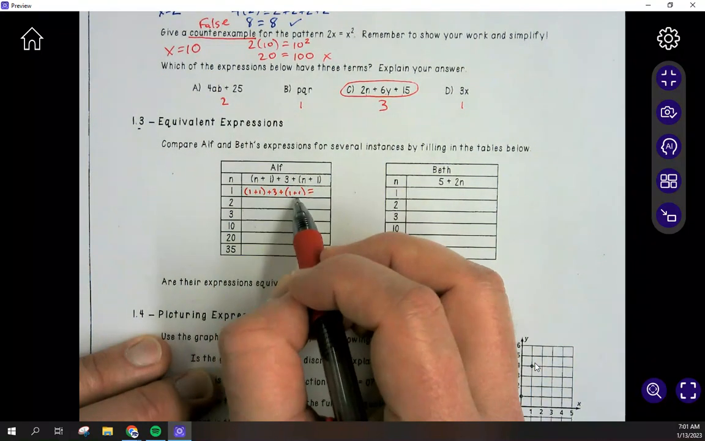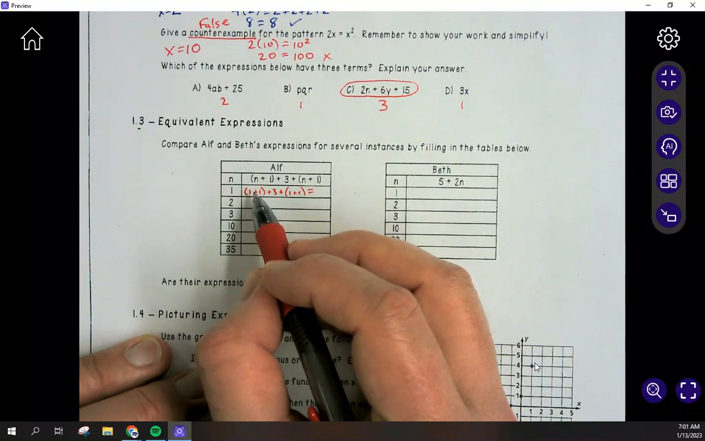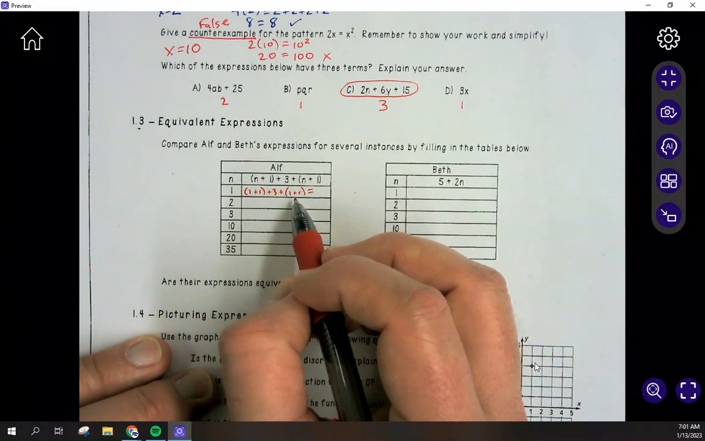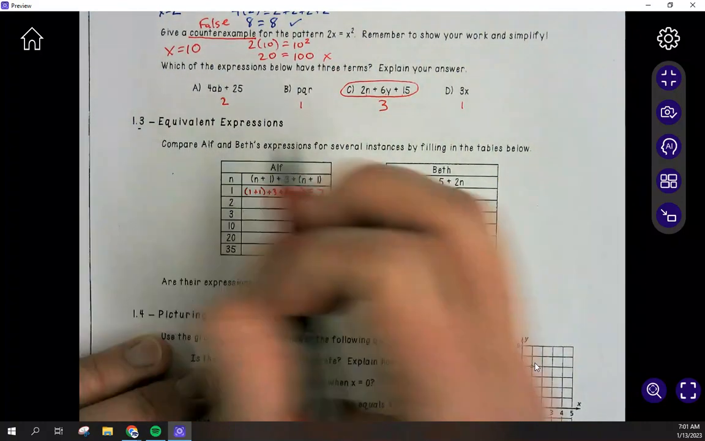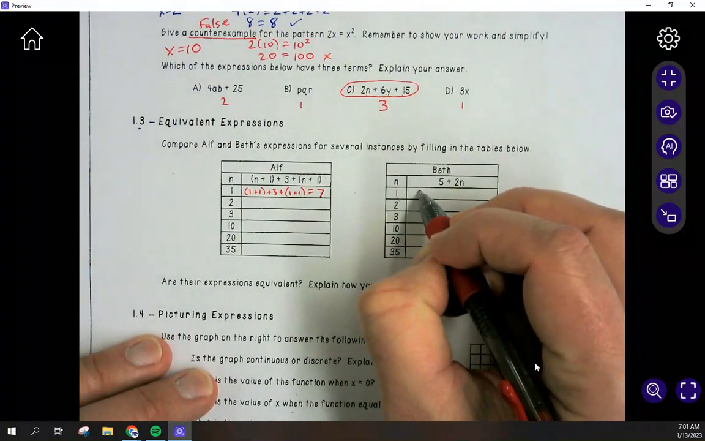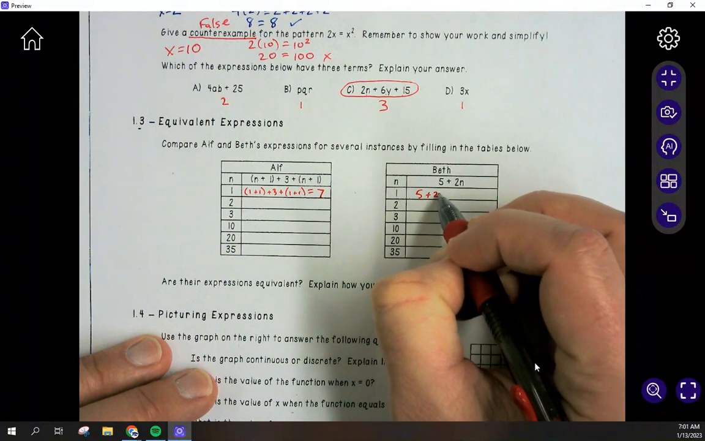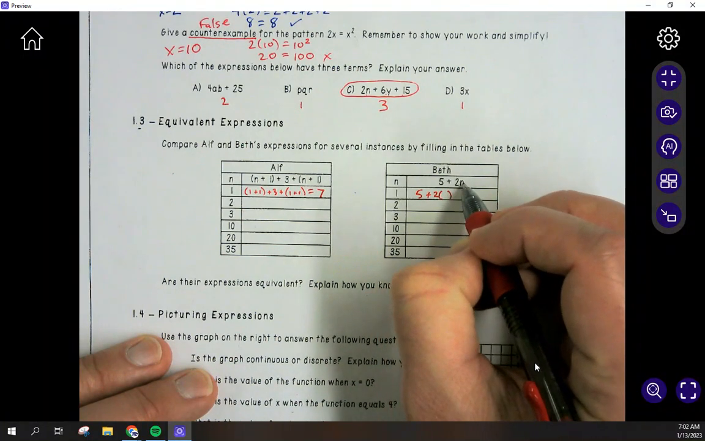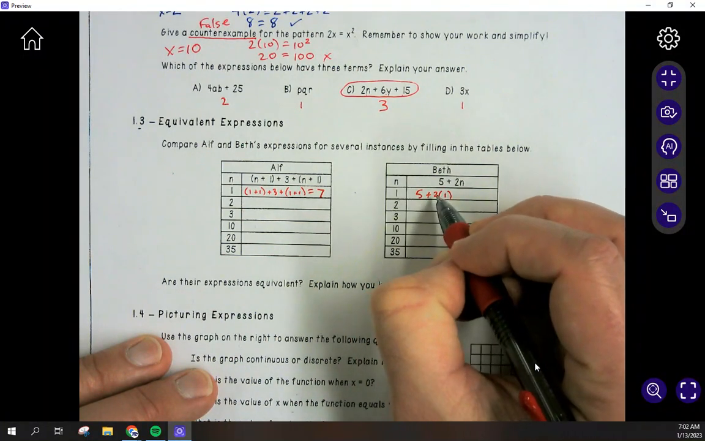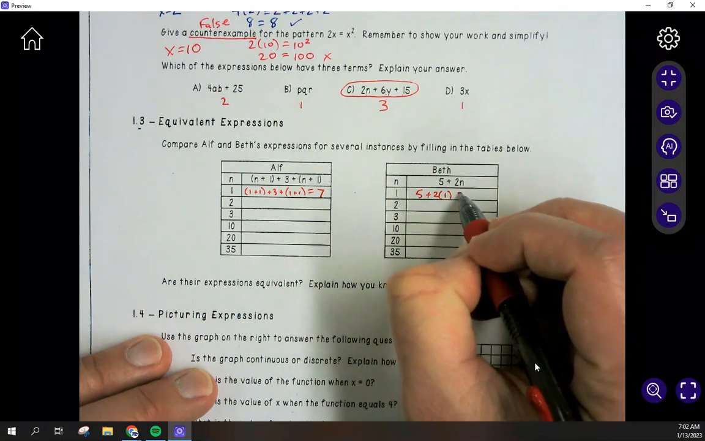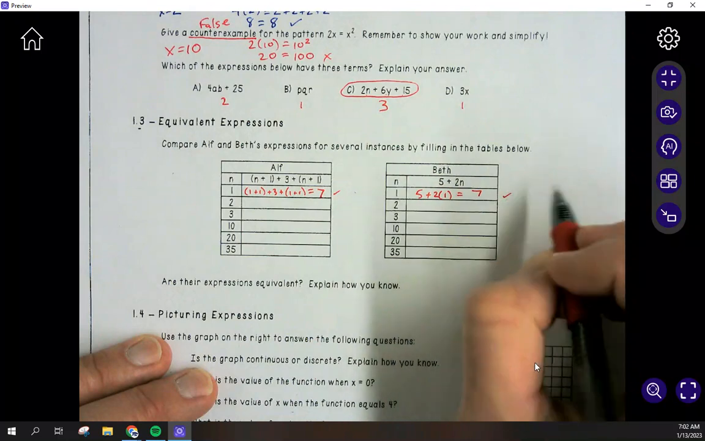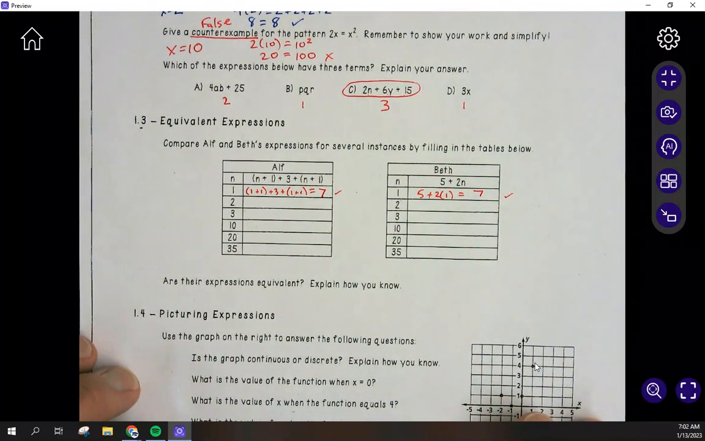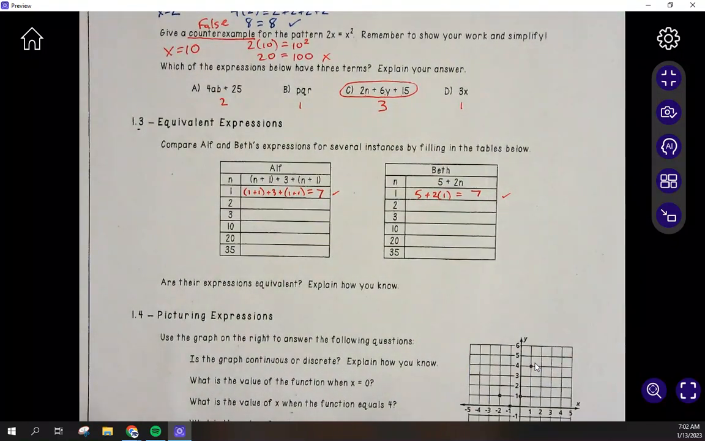So this is 2 and this is 2, 1 plus 1. So it's 2 plus 3 plus 2, that's 7. And then over here on the other side, this is just 5 plus 2n, 2 times n, so I put 1. 2 times 1 is 2, so 5 plus 2 equals 7. So far, these match. Now, one single instance of this working does not prove that these are likely equivalent.